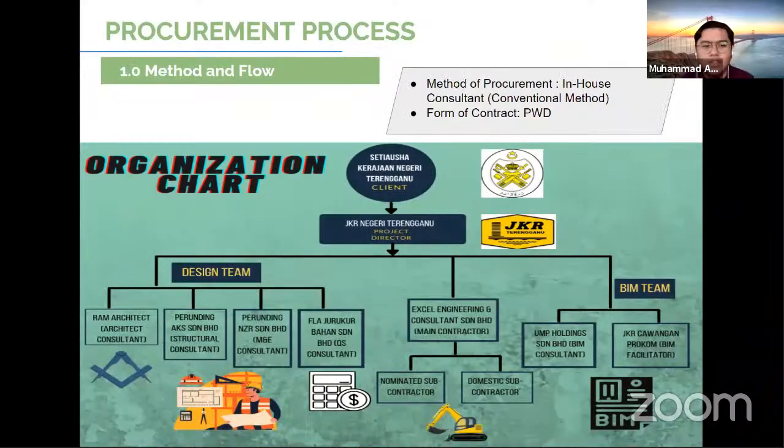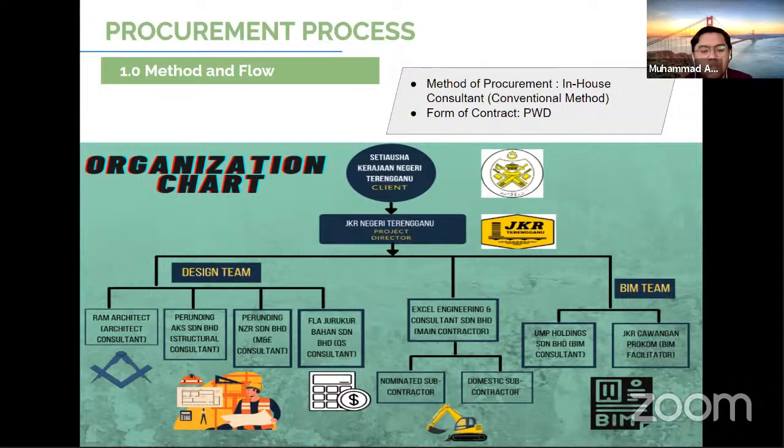Assalamualaikum and good afternoon. I greet the panelists and all my lecturers. For the procurement process, the procurement method that we use in this project is in-house consultant, conventional method. And the form of contract that we use is PWD. As you can see from the slide, this is the organization chart, where the client is Setiausaha Kerajaan Negeri Terengganu. The project director is JKR Negeri Terengganu.